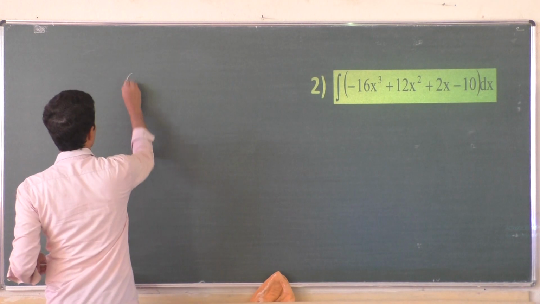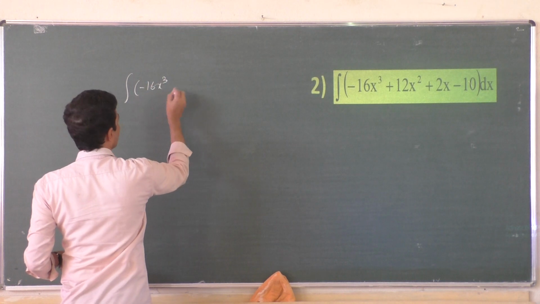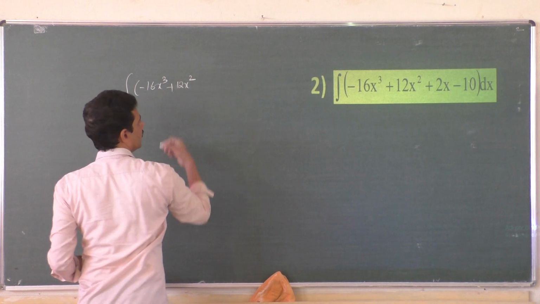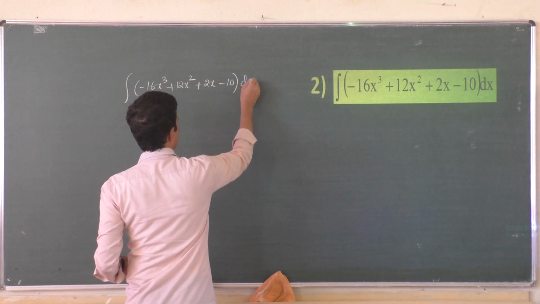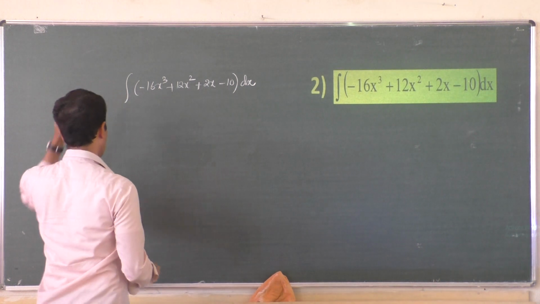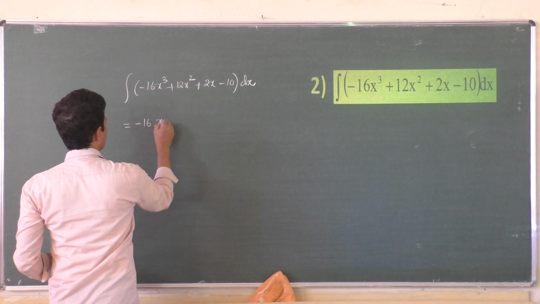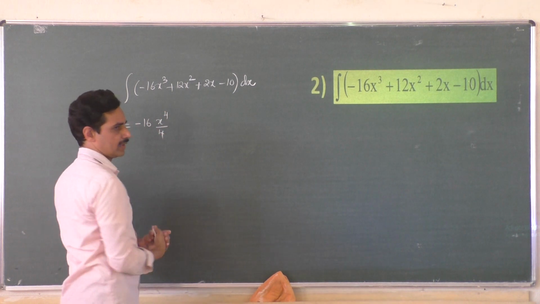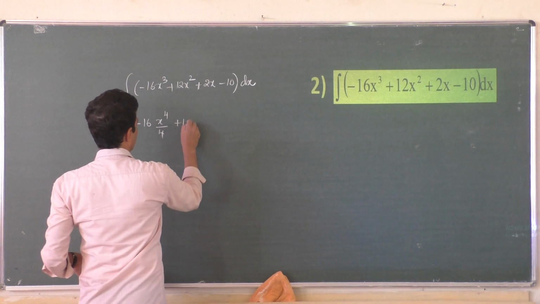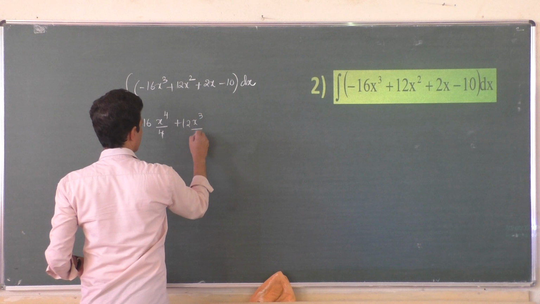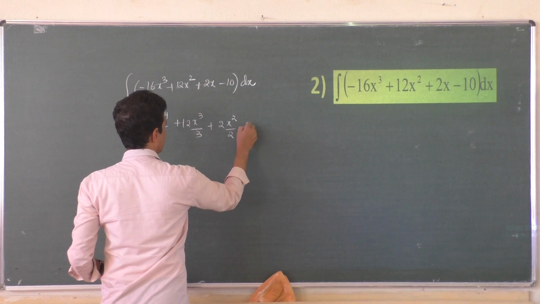Integration of minus 16x cube plus 12x square plus 2x minus 10 with respect to x. Yes, that is equal to minus 16 into x to the power 4 by 4. I'll cut short one step. Then 3 plus 1 by 3 plus 1, 12 into x to the power 2 plus 1 by 2 plus 1, 2 x to the power 1 plus 1 by 1 plus 1, minus 10.